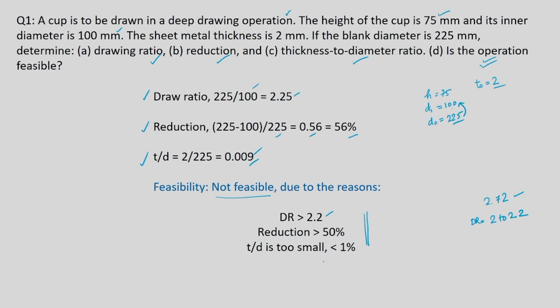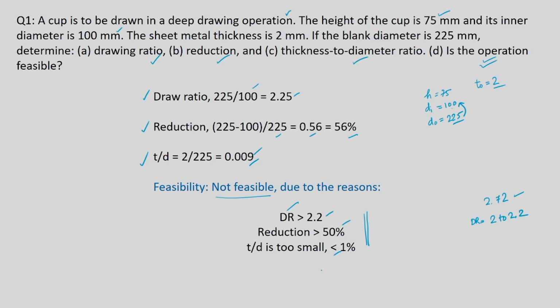So we are picking up three conditions. One is draw ratio, which you can keep closer to 2. Since it is greater than 2, it is not possible. Reduction should be closer to 50; more than this, it is not possible. T by D is very small, which is also not good. So though these values can be calculated, finally the process is not feasible.